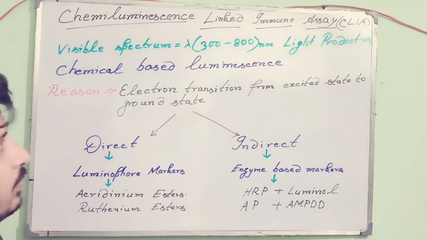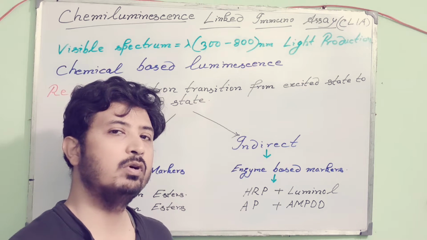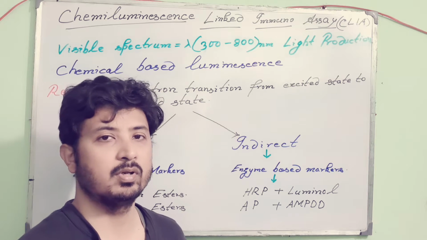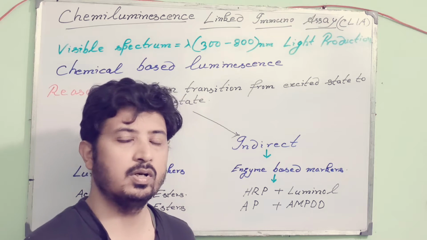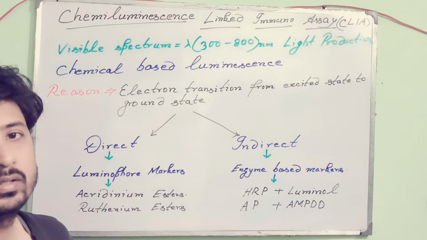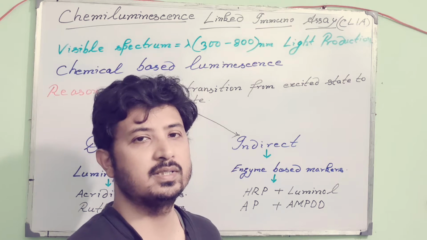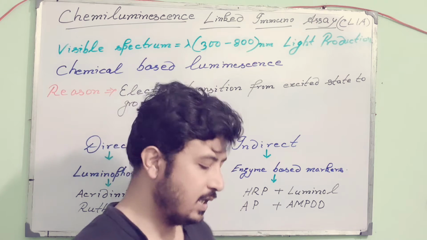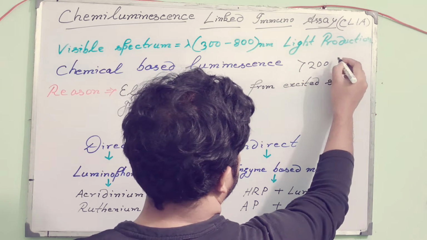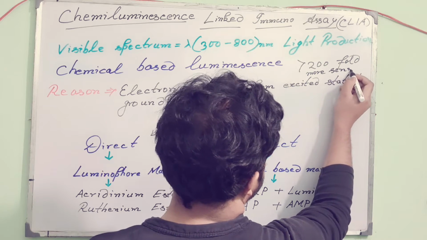Now the detection method of CLIA is the main factor here, because all the antigen antibody reaction is similar to the ELISA what you have read already. I've given in my classes detailed explanation about ELISA. So if you have not seen these classes, go and see that. I will give in the description box as well as in the I button. Now here the process of ELISA and CLIA are same, but the process of detection is different in case of CLIA. CLIA is 200-fold more sensitive than ELISA.